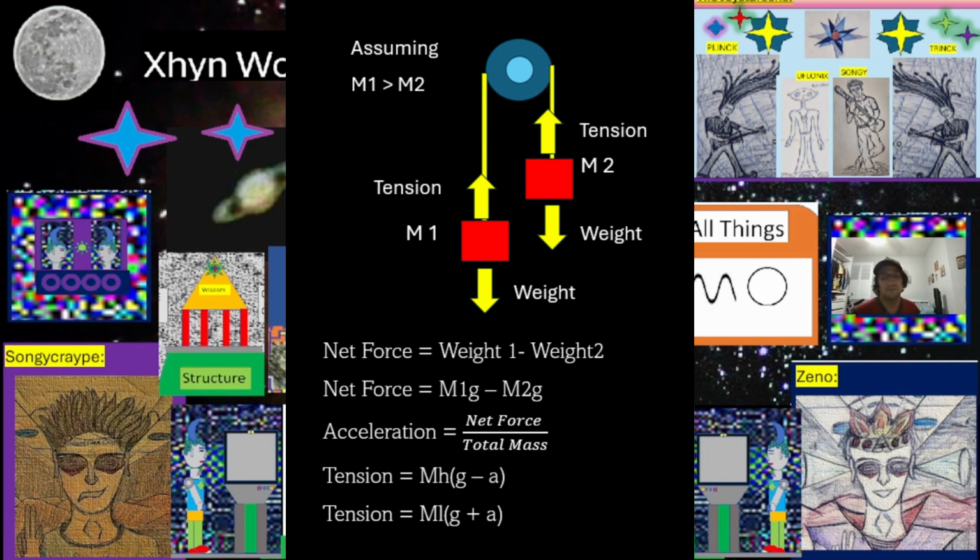Now the tension, because it's an Atwood machine, we assume that the tension on both sides will be the same. So if you take the heavier mass and multiply it times the gravity minus the acceleration of the system, you get the tension based off the heavier mass. You can also get the tension based off the lighter mass by doing the acceleration due to gravity plus a.